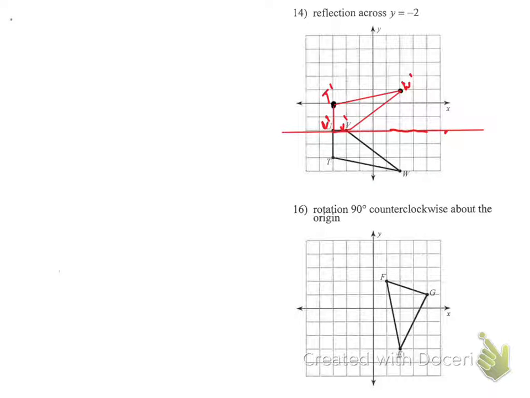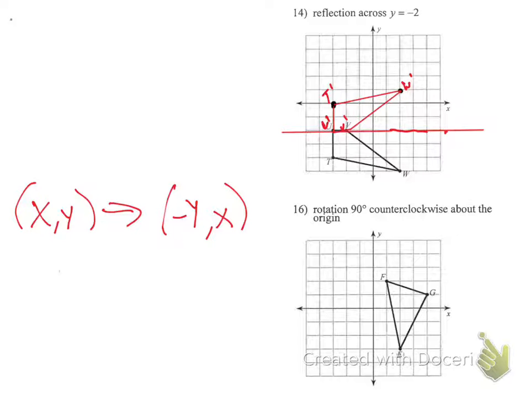So in a 90-degree rotation, this is the rule: (x, y) rotates to (-y, x). So then F, the original F, is (1, 2). G is (4, 1). And then E is (2, -4).